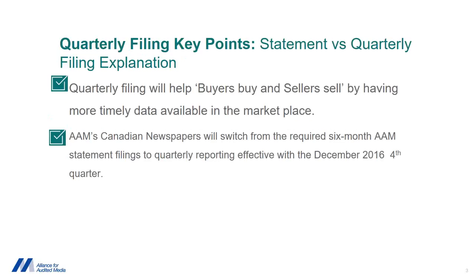One of the main questions we have been receiving lately is: why the switch? Why are Canadian newspaper clients now required to switch over from a 6-month statement filing to quarterly filing? Truly, the main reason is to have your data out there more timely in the marketplace. We want to help buyers buy and sellers sell. And by having your quarterly filing out there, you're going to have it out there on a more timely basis.